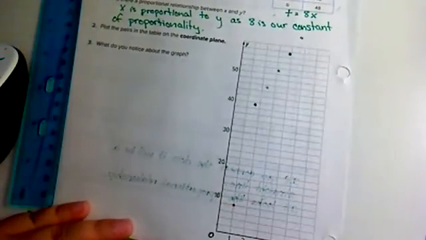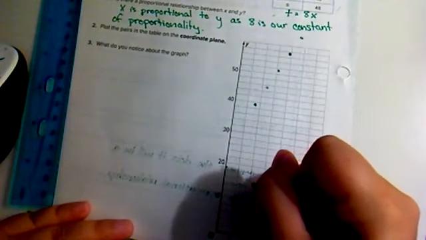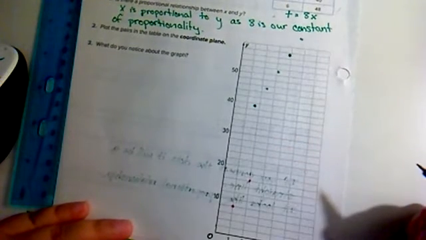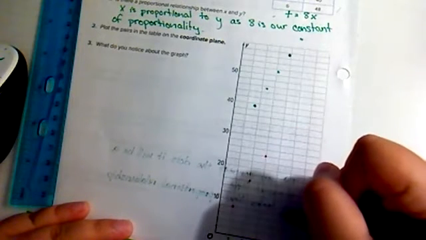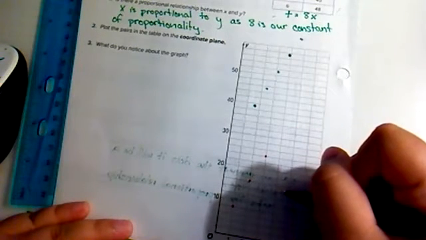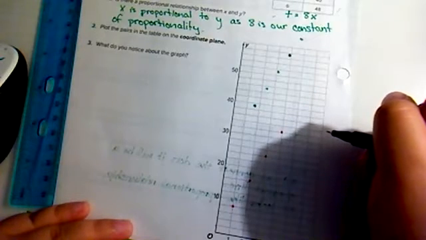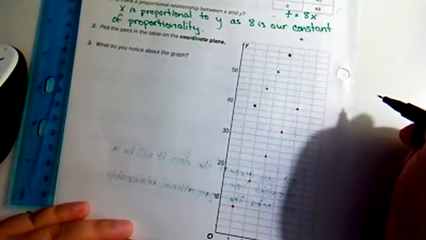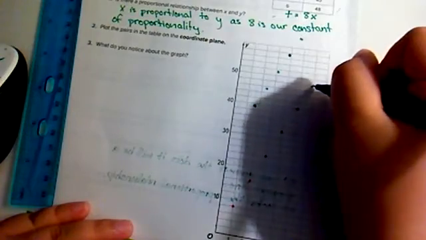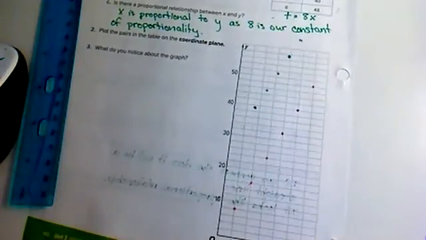So 1 is 8. 2 is 16. 3 is 24. 4 is 32. 5 is 40. And 6 is 48. So we plotted our points. It's this pink row of points.